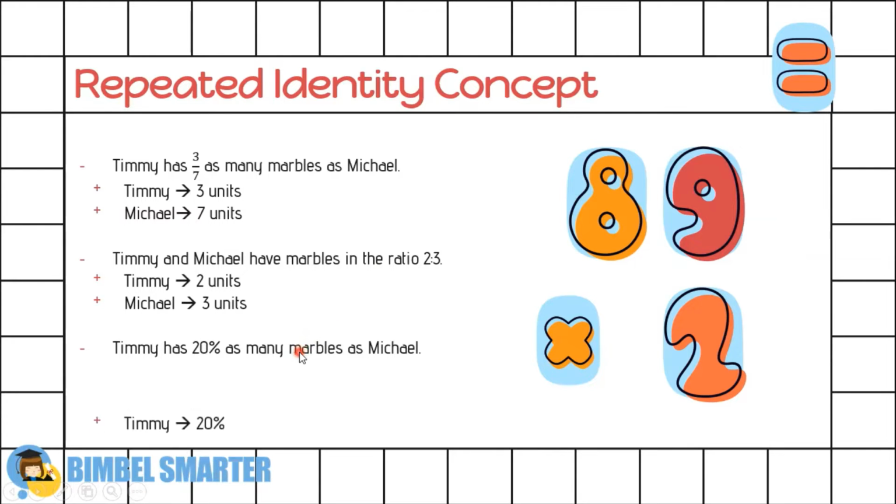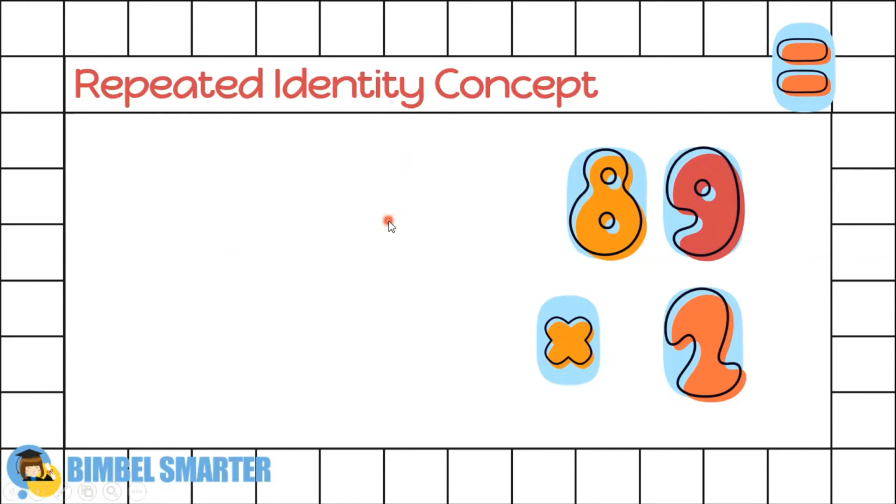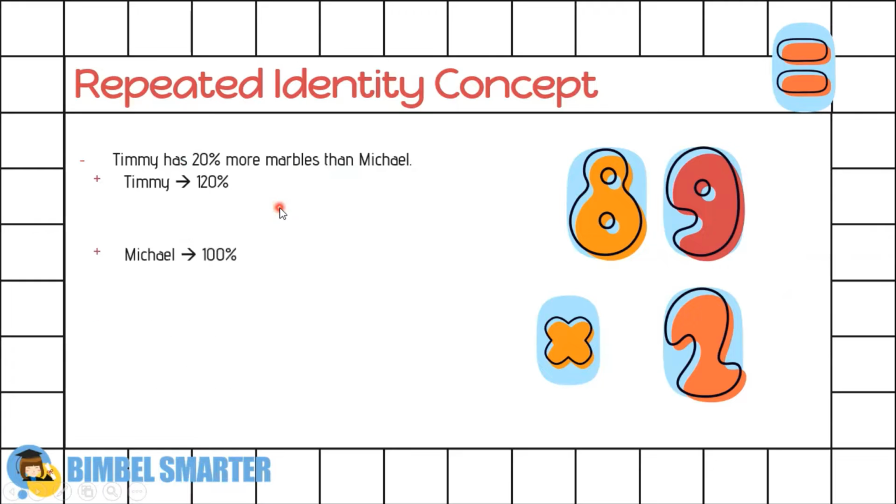Timmy has 20% as many marbles as Michael. That means Timmy has 20% while Michael has, yes, 100%. Timmy has 20% more marbles than Michael. That means Timmy has 120% while Michael has 100%. You can see here, Timmy has 20% more than Michael, more than 100%.